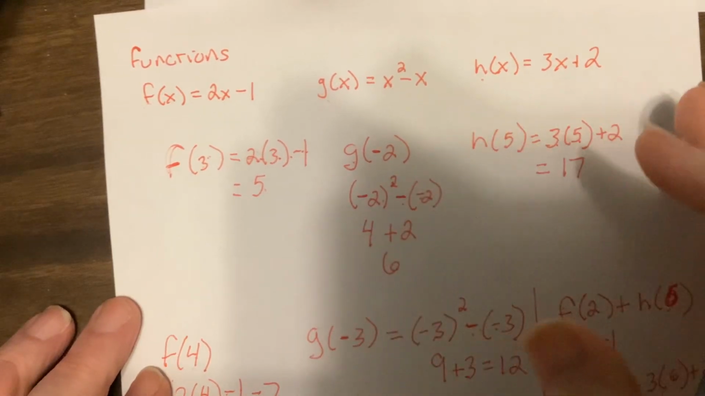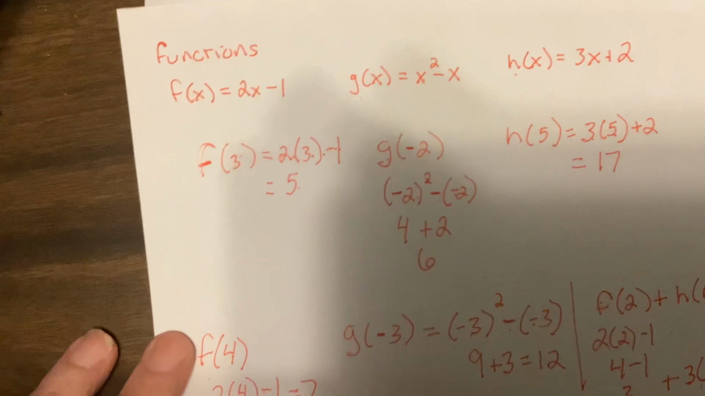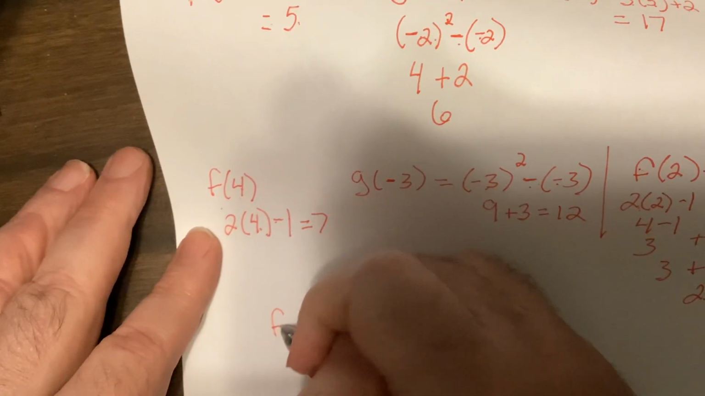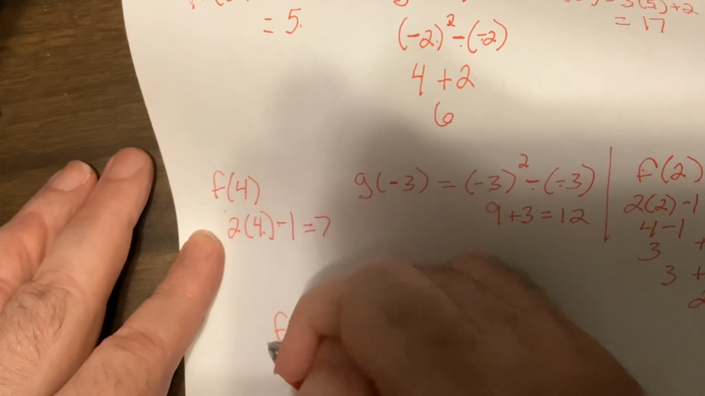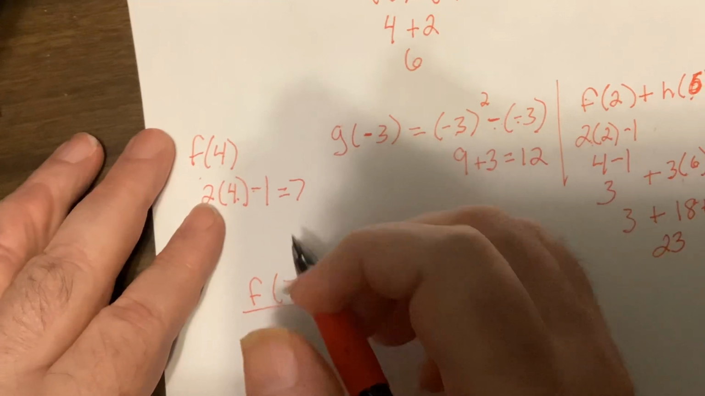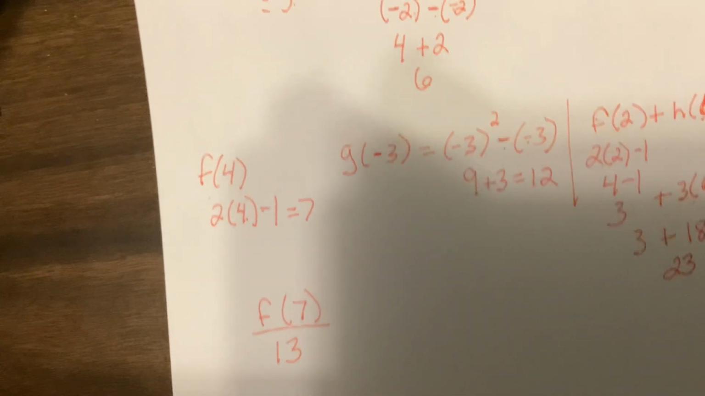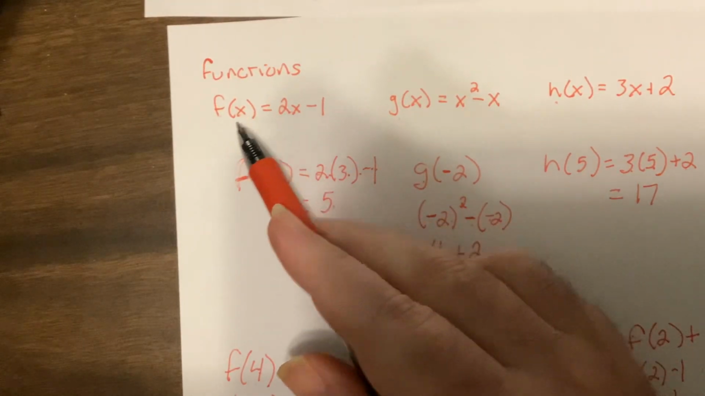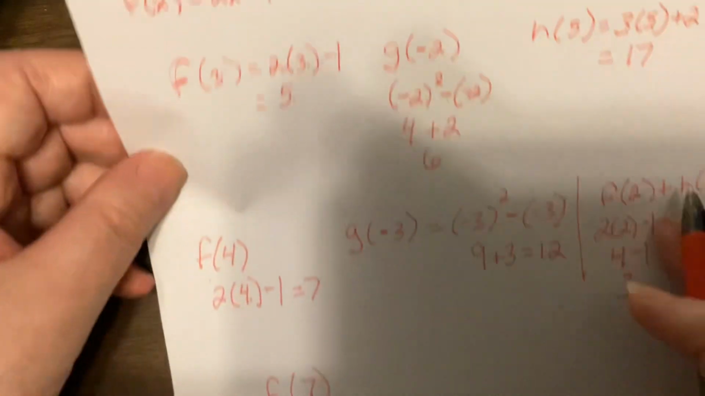So using these three functions, what do you think this would be? F of 7 divided by 13. See if you can figure that out. Now, F of 7, we're using this for function F. See if you can figure that out for me.